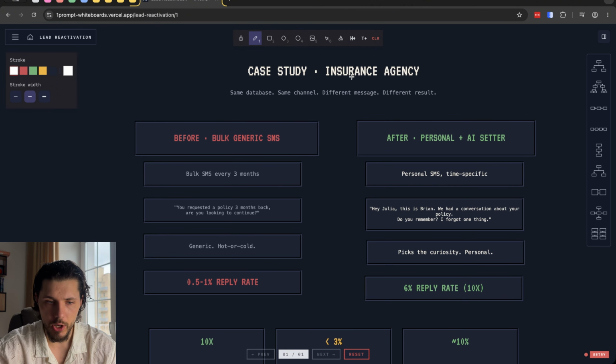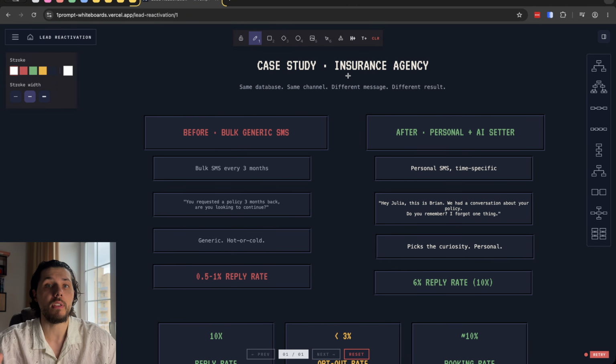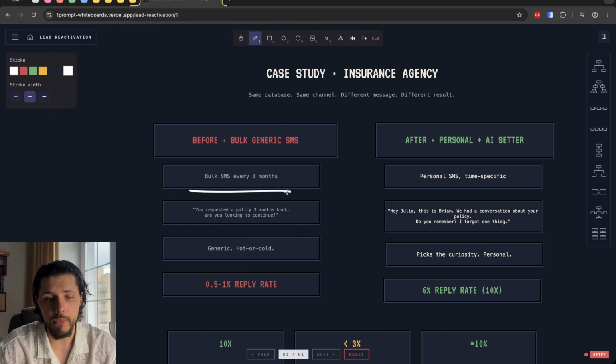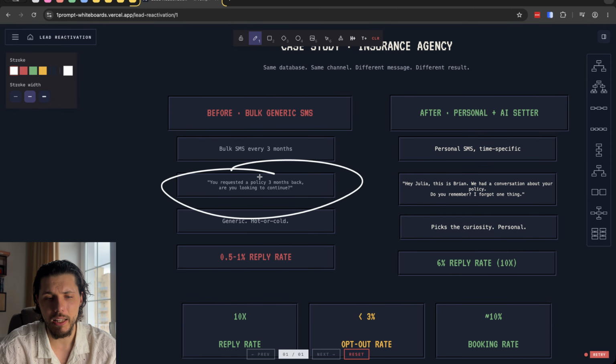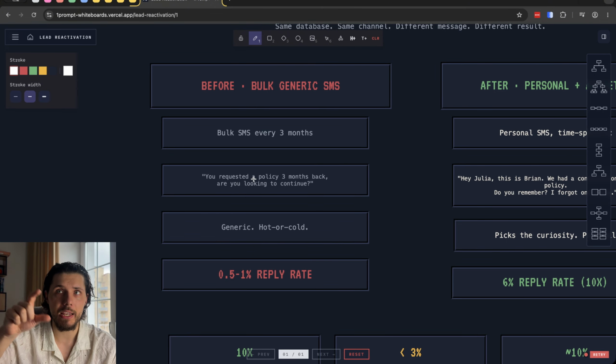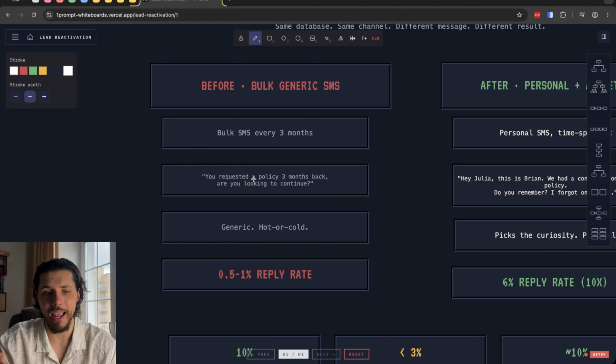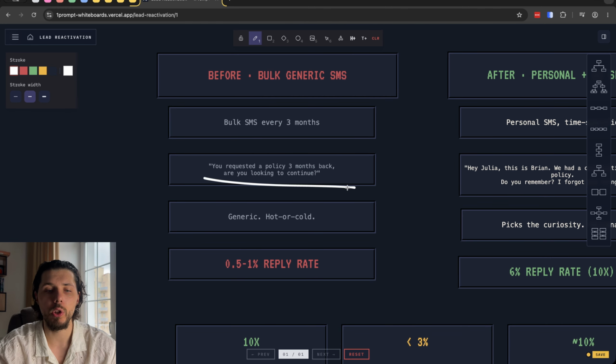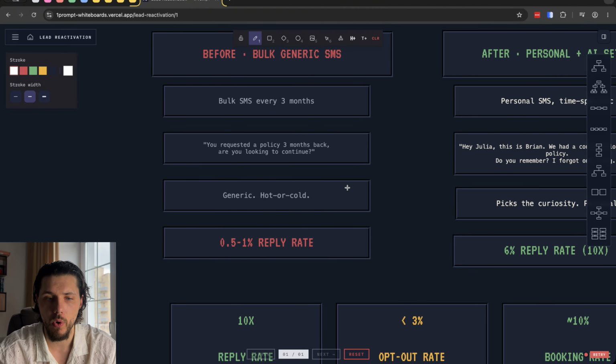So this is the insurance agency, and funny enough, they've been already running the campaigns like this every month, because again, they're having a lot of the agents that they work with, they spend a lot of money on the ads. And so usually they are sending the messages like, you requested a policy 3 months back, or 1 month back, or 2 months back. So they are having the different flows. They're using GoHighLevel with the triggers based on the last time for the activity. And there's like, are you looking to continue? Are you still looking for this policy?